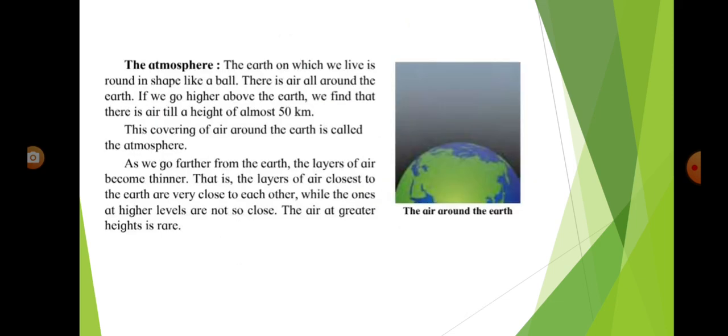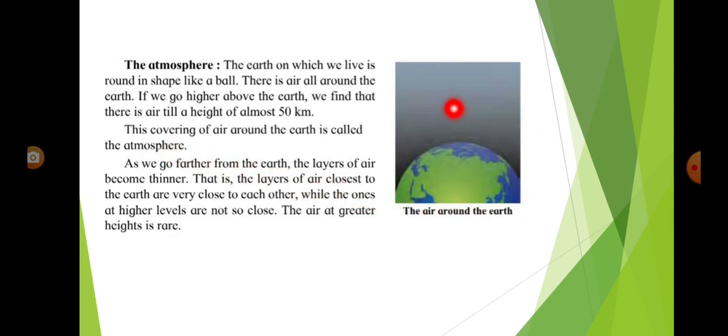The atmosphere. The earth on which we live is round in shape, like a ball. There is air all around the earth. If we go higher above the earth, we find that there is air till a height of almost 15 kilometers. This covering of air around the earth is called the atmosphere.